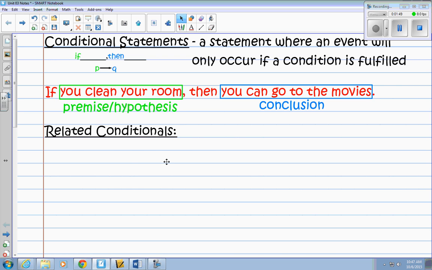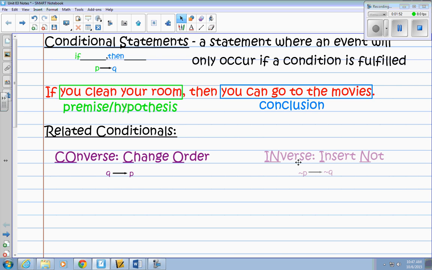So we also have these things called related conditionals. We have the converse, the inverse, and the contrapositive. Each of these takes our original conditional statement and changes it in some way. The converse, and I've underlined the CO because it helps me remember that the converse changes the order. So instead of starting with our P and resulting in our Q, now we start with our Q and result in our P. So if you clean your room, then you can go to the movies would now be, if you can go to the movies, then you cleaned your room. So we change the order of our premise and our conclusion. Notice that the if and then stay the same. They are not part of the premise or the conclusion. They are the components of the conditional statement.